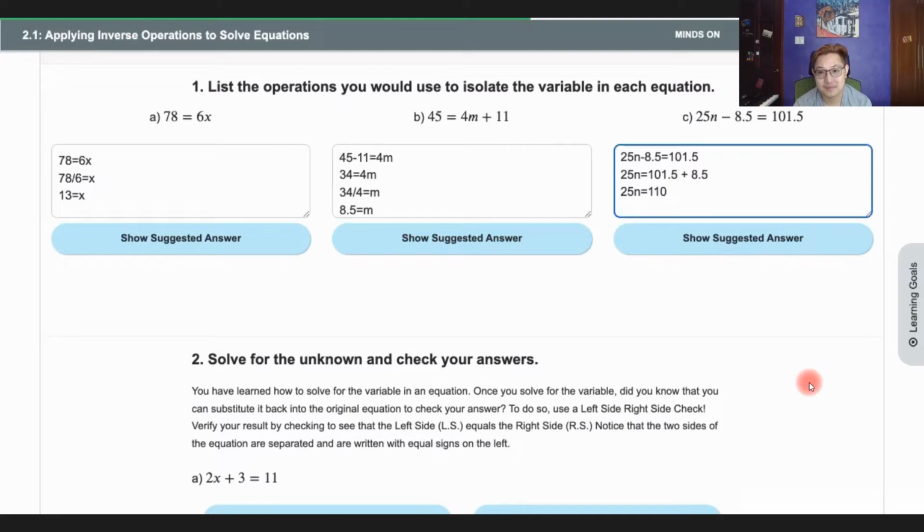And then you bring the 25 over to the other side. Yes, so 110 divided by 25. N is equal to... Okay. Divided by 25, it's equal to 4.4. Very good.